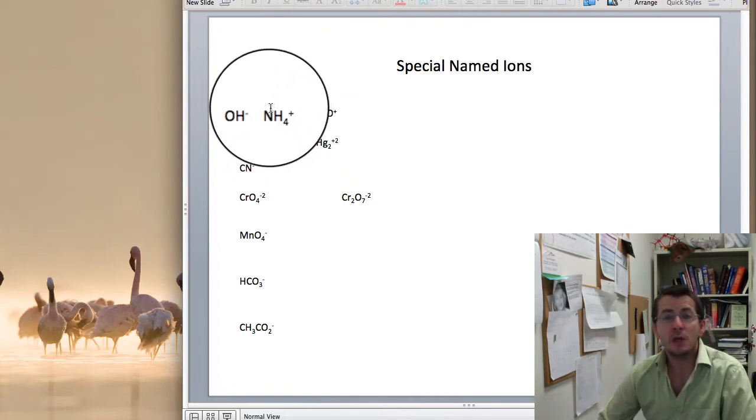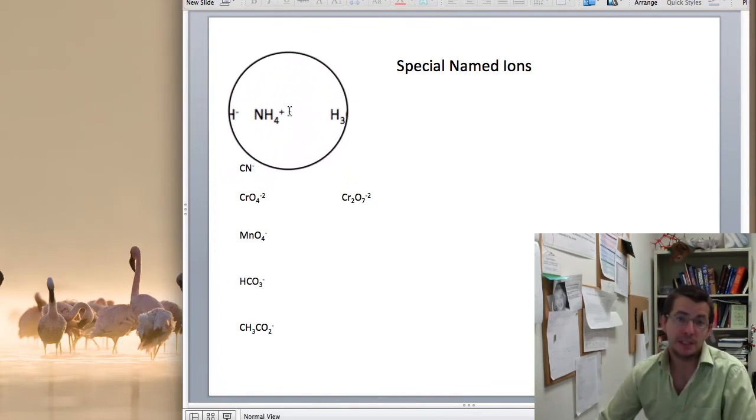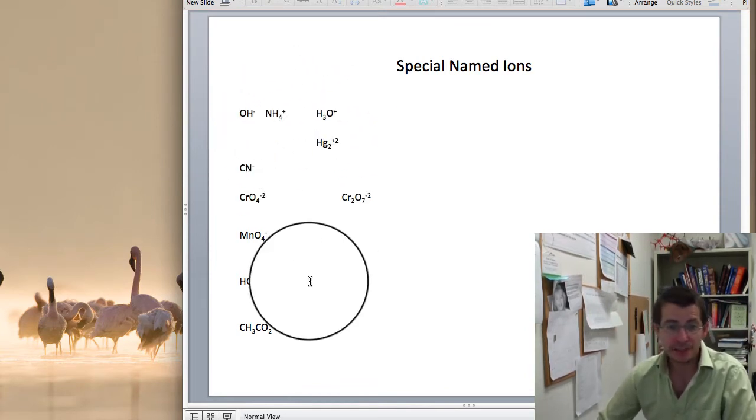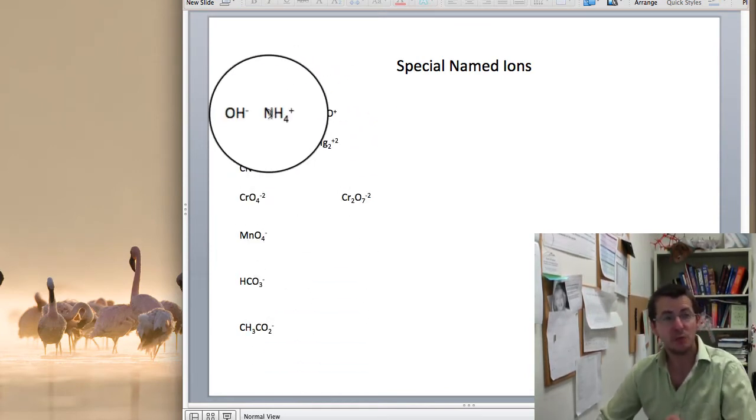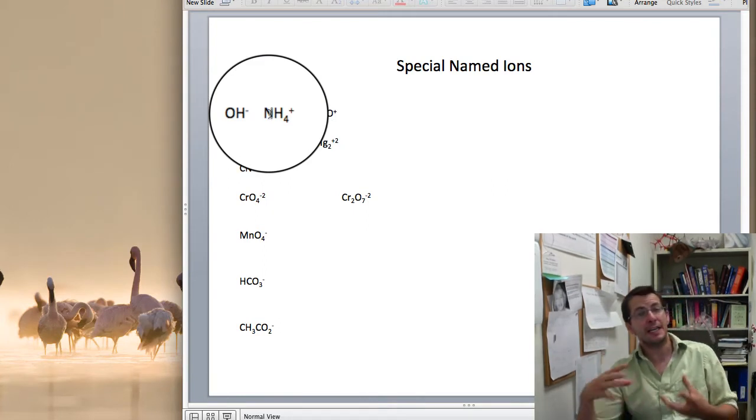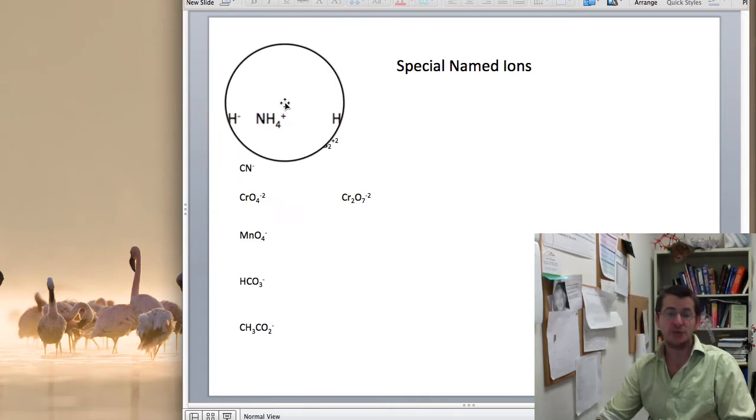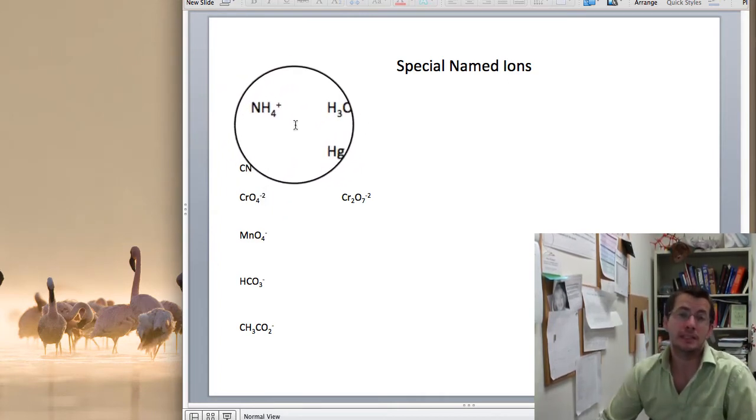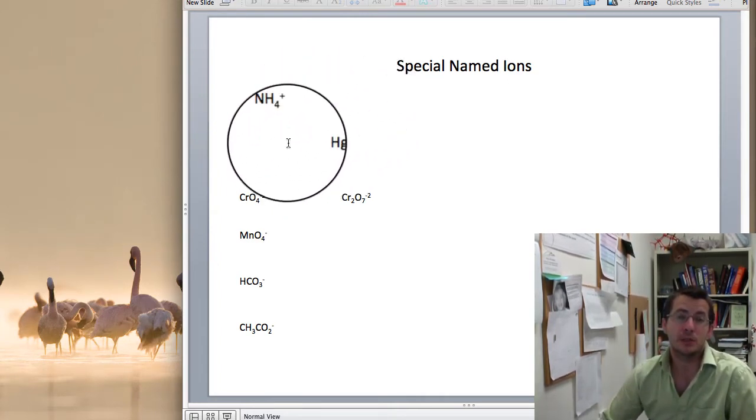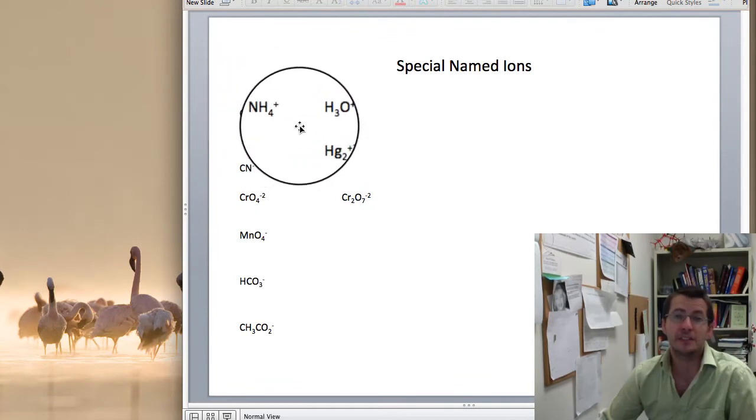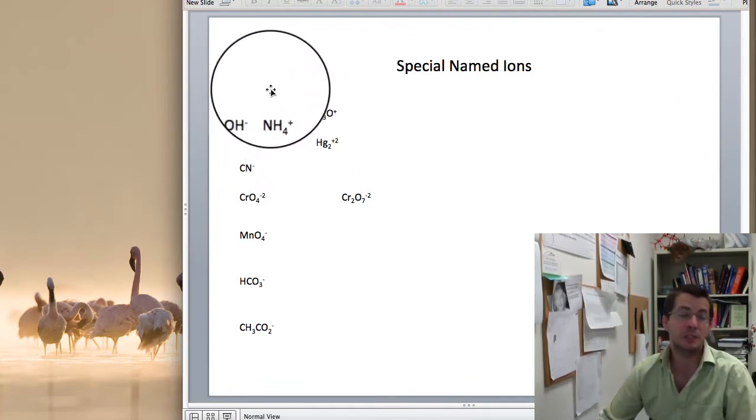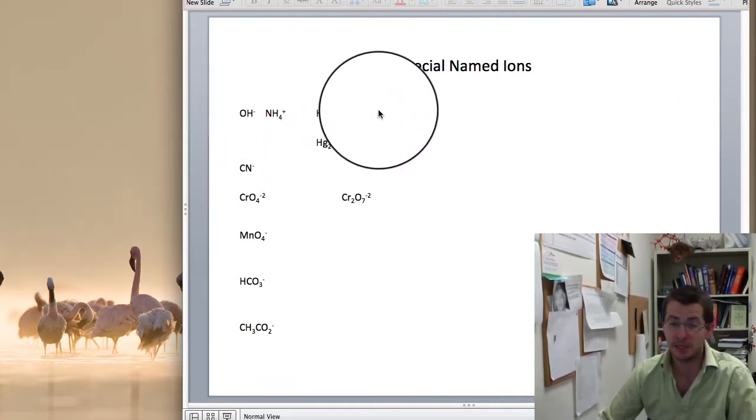One of the more rare ones that we encounter is the ammonium cation. Almost everything else that we deal with are anions, but ammonium is one of those few cationic polyatomics that we deal with, NH4+. And so that's also one of the favorites. So hydroxide and ammonium will get you the biggest bang for your buck.